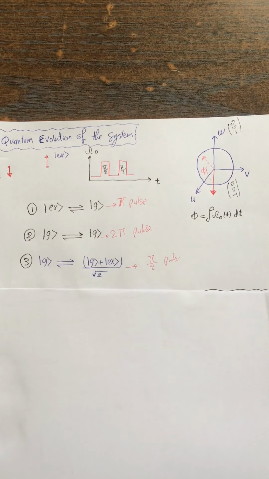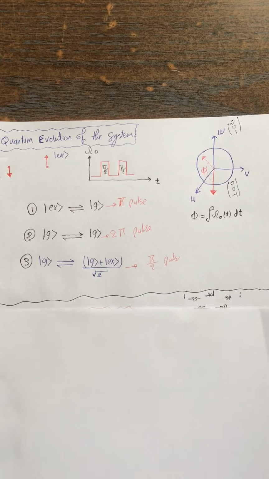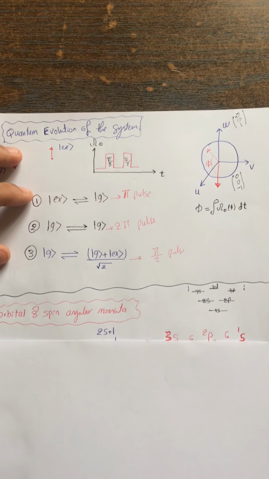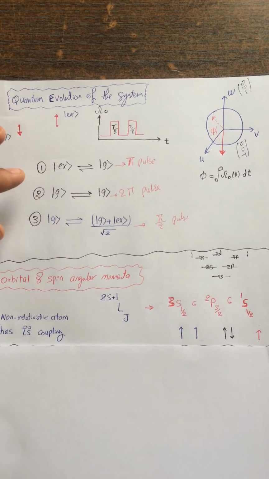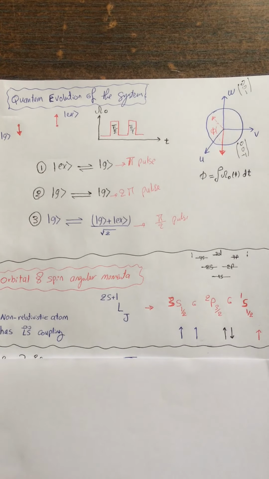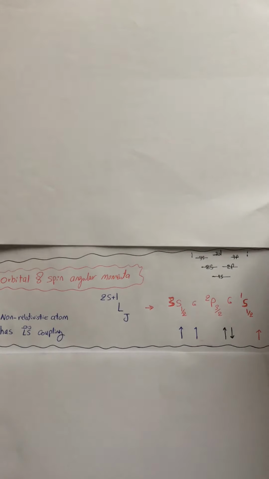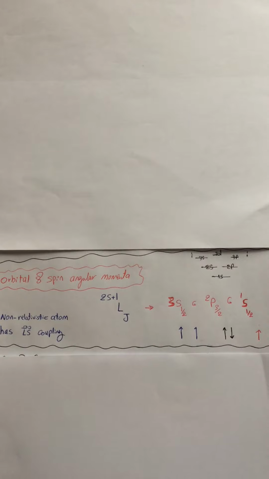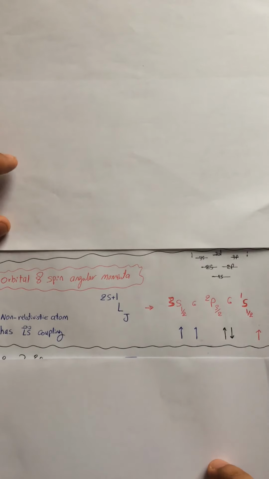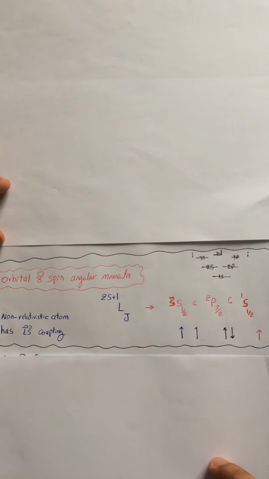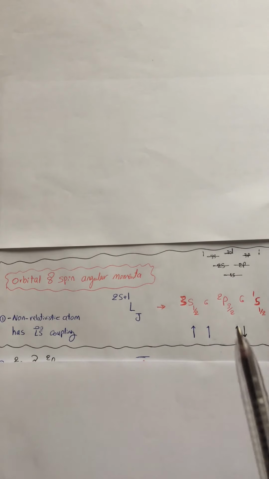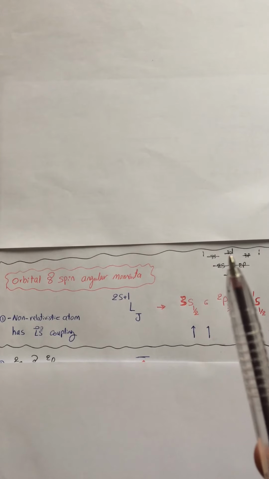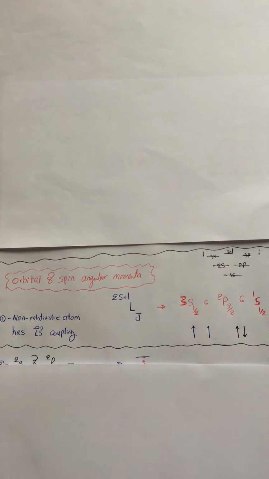So let's refer to another important thing here, which is another topic. Another important topic that I would like to introduce in this video is the orbital and spin angular momentum. We know for any electronic configuration for an atomic system, we can build it like this: 1s, 2s, 2p, 3s, 3p, and then 3d, just over this for some energy.